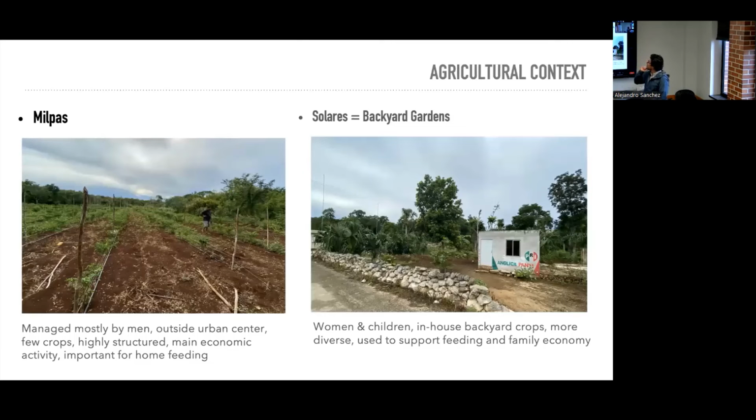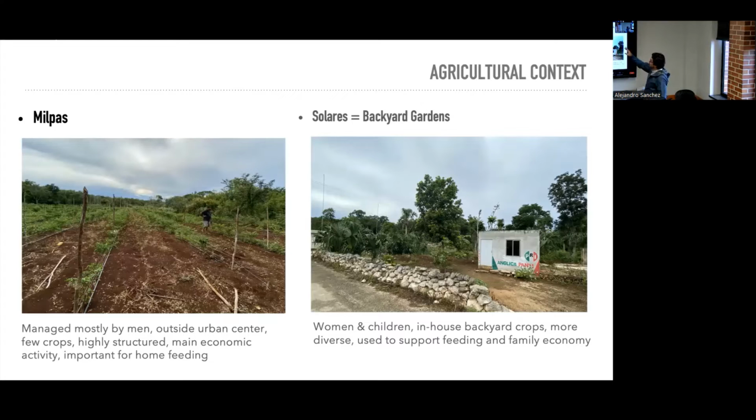A little bit of agricultural context. They have two different types of agricultural methods. They have the milpas, which are managed mostly by men, and they're outside the urban centers. They're big farms, very structured. They have diversity, but it's not very high because they have mainly corn and other small crops. But it's their main economic activity, and it's very important for home feeding, especially to produce their own corn for eating, but also to sell.